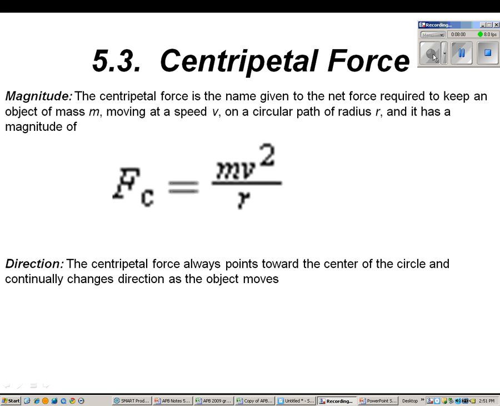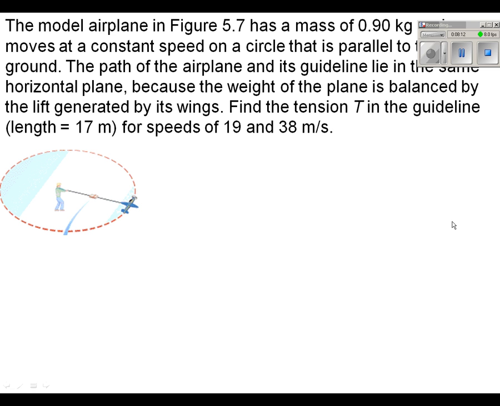And again, we see that it always points towards the center of the circle, and it always changes as the object moves. That direction always changes. The value stays the same, since the speed is constant, but its direction always changes.